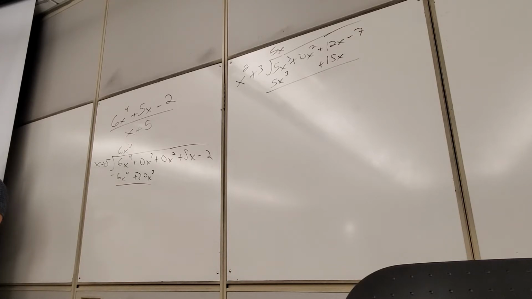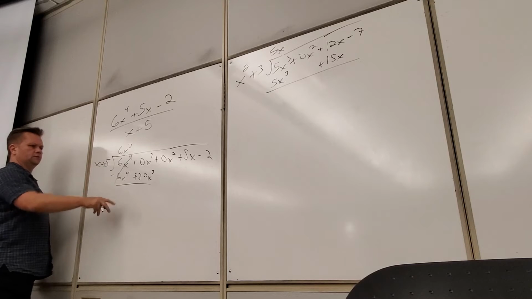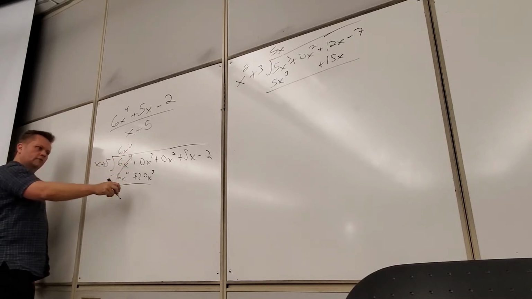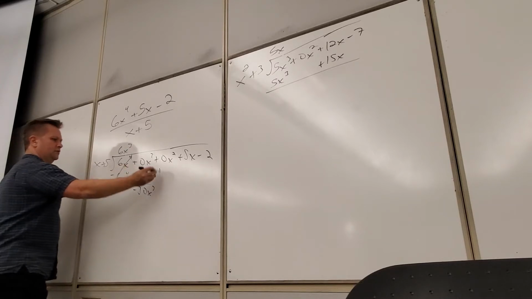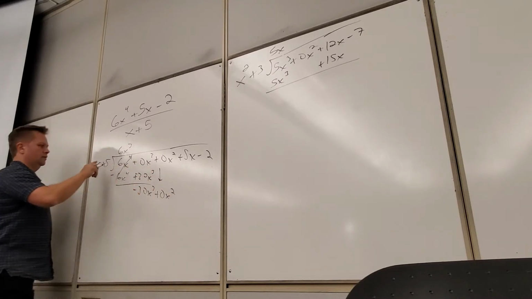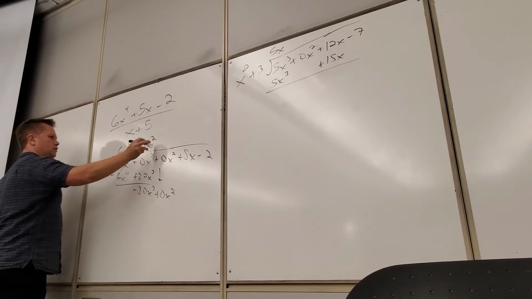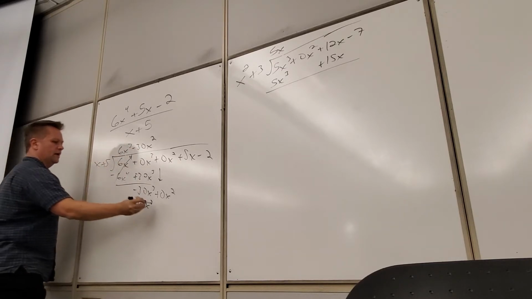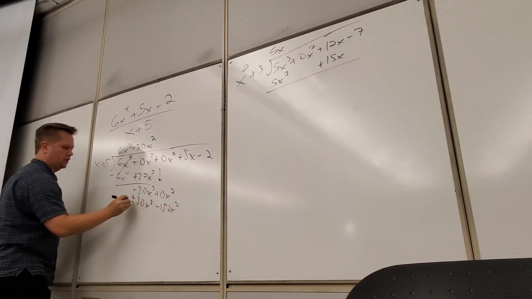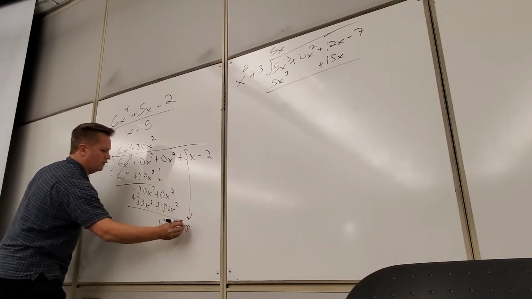Keep going. You tell me, what's the next thing? So I change the signs here, right? These cancel? Negative 30 x cubed. 0 x cubed. Good. X times what is negative 30 x cubed? Good. Negative 30 x squared times that is negative 30 x cubed. Negative 30 times 5 is negative 150 x squared. Change the signs. Bring down the 5.